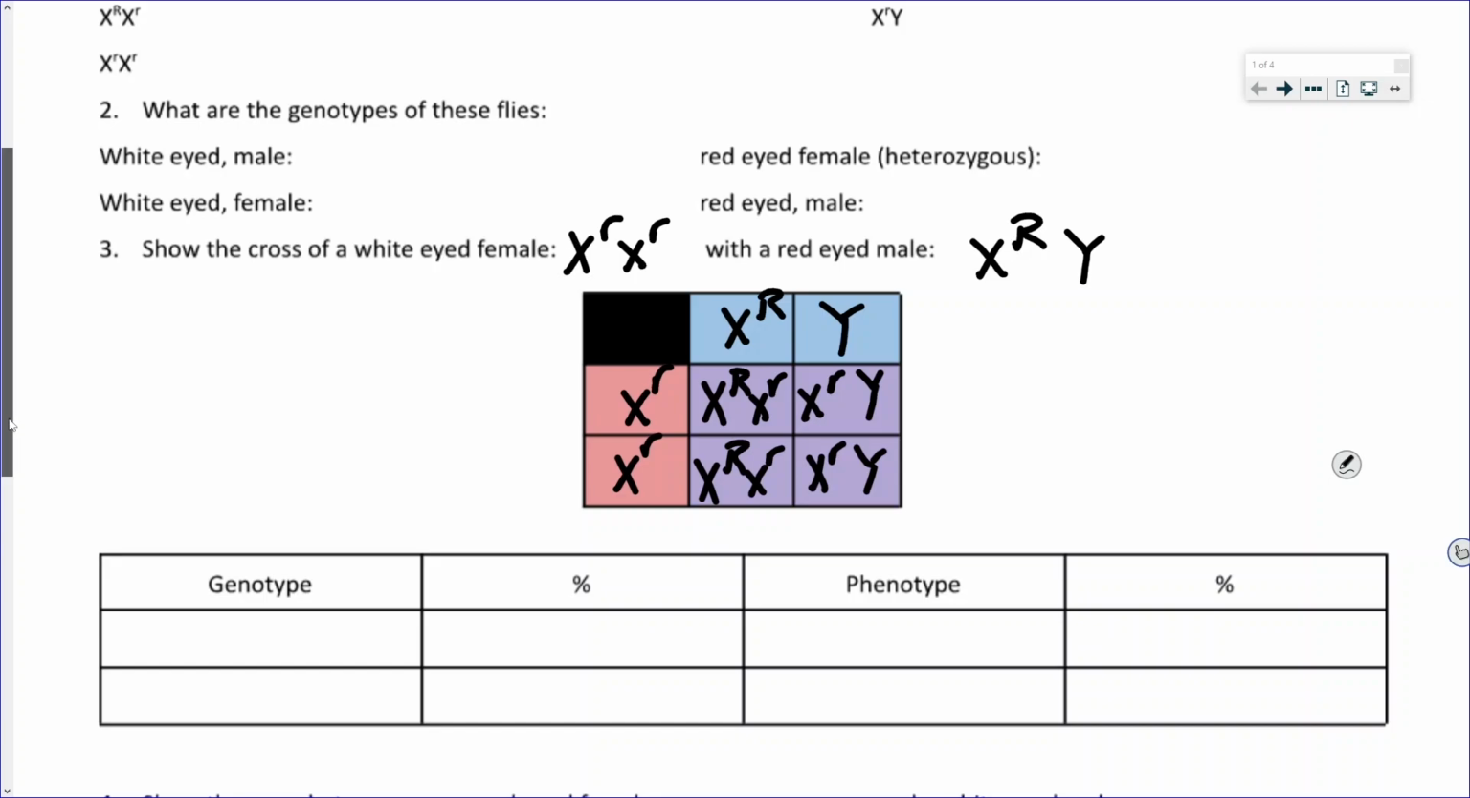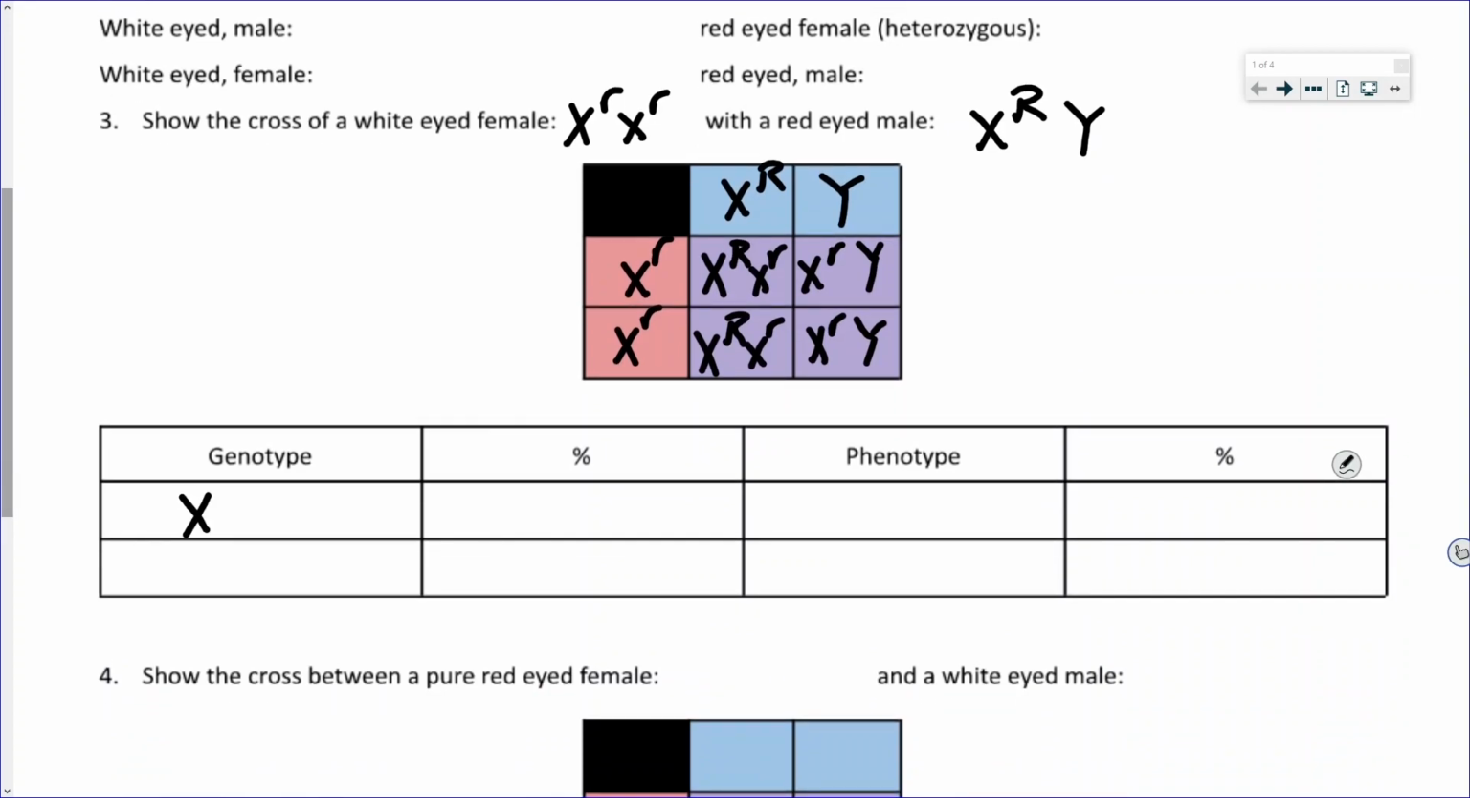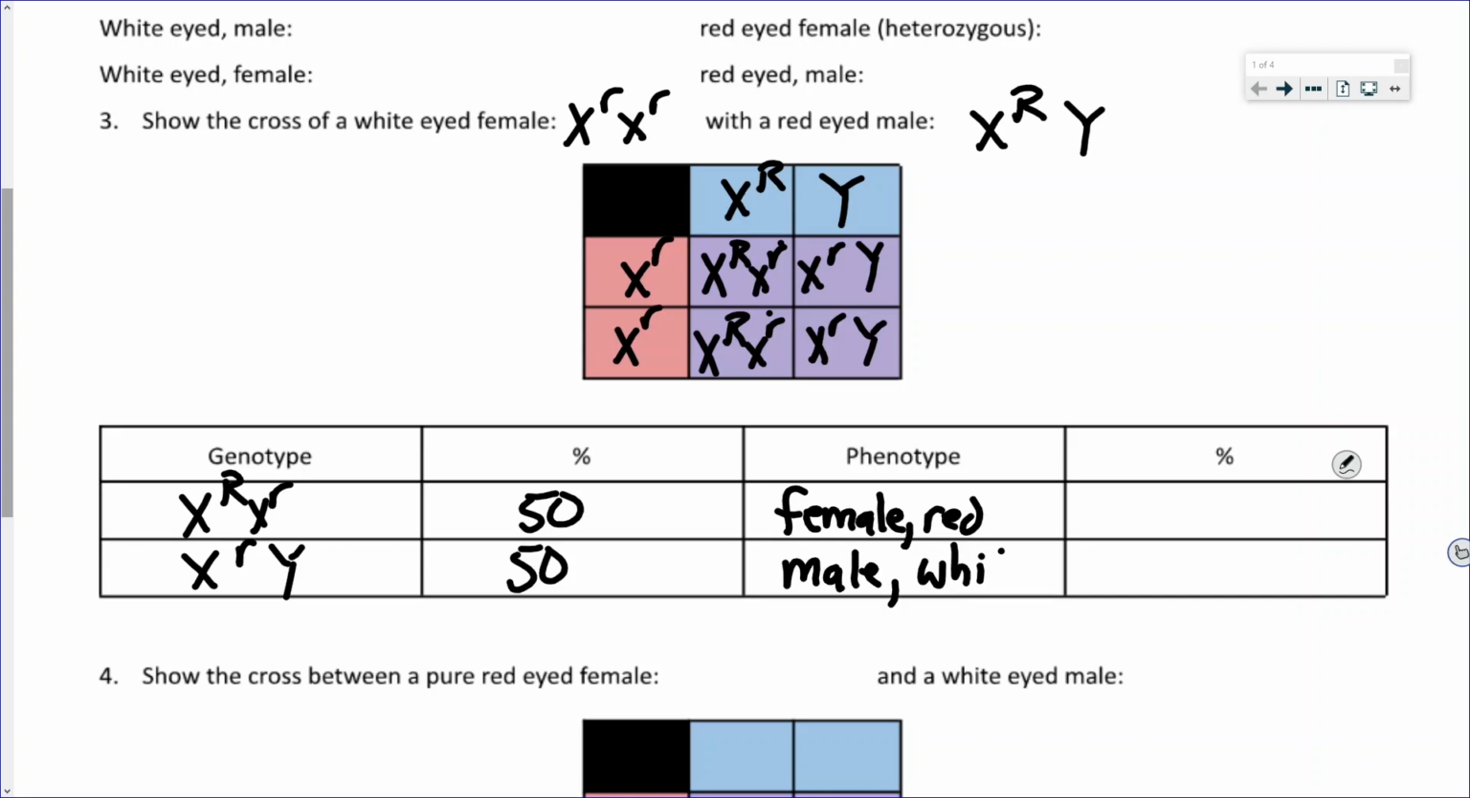So then my genotype ratios, again, I just look into my box here and I see that there is an X capital R, X lowercase r, and there's 2 of those, so 50%, and then an X lowercase r, Y, and there's 2 of those at 50%. For the phenotypes, I need to write out if they're male or female. The first phenotype is a female with red eyes, and the second phenotype is a male with white eyes. Again, my numbers should work out so that there's 50% male and 50% female. So in this case, there's females with red eyes at 50% because there's 2 of 4, and males with white eyes at 50%, 2 of 4.